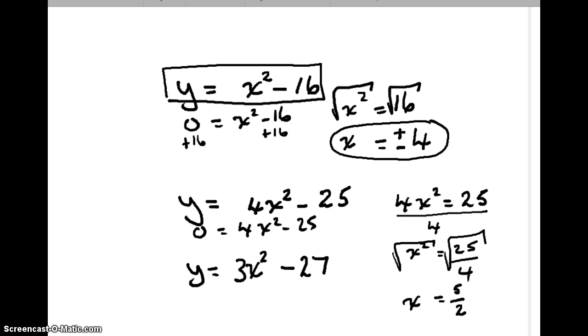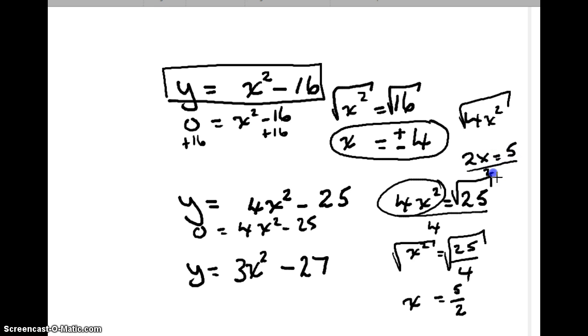Or if you desired, you could take the square root of 4x squared. The square root of 4x squared is 2x. The square root of 25 is 5, and then we can divide by 2, and we end up with the same answer of x equals 5 over 2.